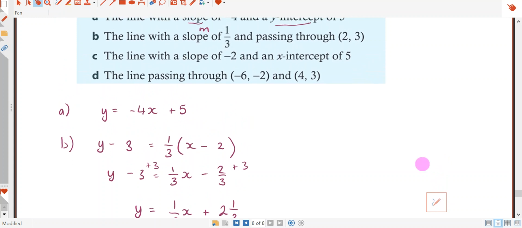So even if I had that line drawn in front of me on the paper, it probably wouldn't have been the easiest one, that mx plus c wouldn't have been the easiest route to take. Okay, interesting. Next one. What about the line with a slope of -2 and an x-intercept of 5?